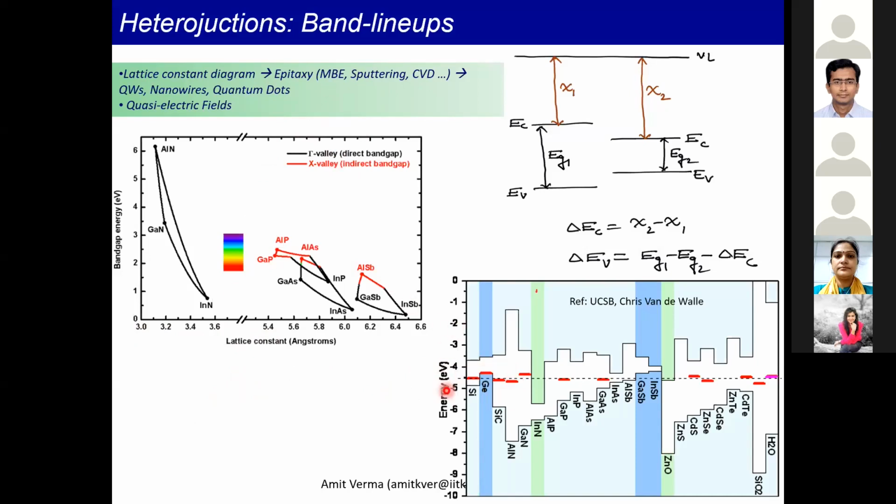And once you do this, you can make all these quasi different dimensional materials such as quantum wells, on which all our light emitting diodes, the LED bulbs we are using, are based. They are all based on quantum wells of nitrides right now. Nanowires, quantum dots, all of these can be made using heterostructures.